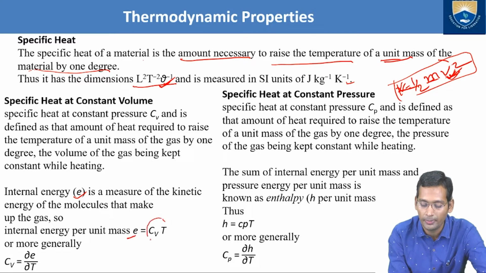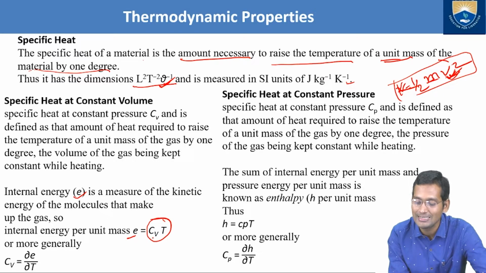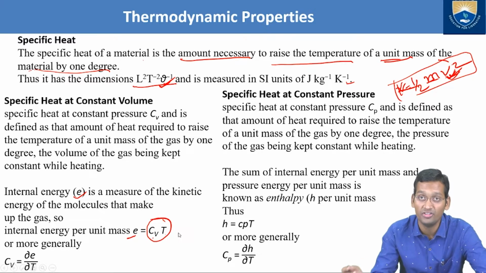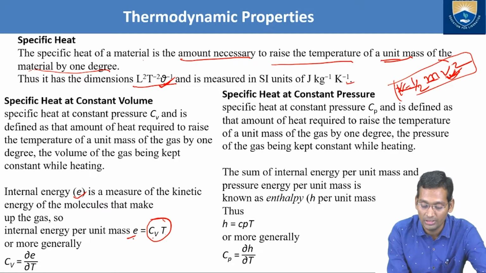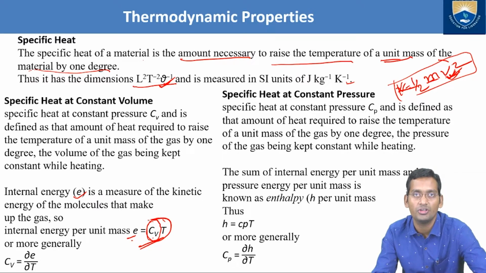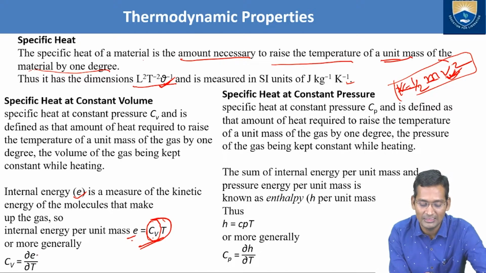It should be Cv into T: how much specific heat, and how much the temperature rises. So the internal energy is E equals Cv T. Here Cv is the specific heat at constant volume, right? So from here you can find Cv is delta E by delta T.